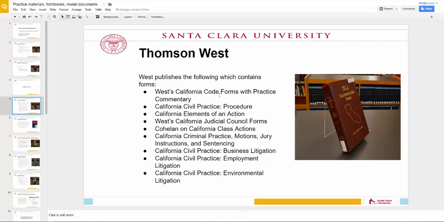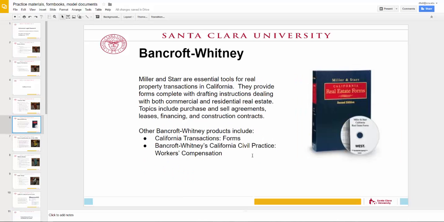So West publishes code forms, which I already mentioned. There's a whole array of form books that are published by Westlaw. Bancroft Whitney is another publisher of form books with a particular focus on real property. I know this is intellectual property, but I want to go over this very briefly anyway, just because you may not have seen this during your first year with LARA.